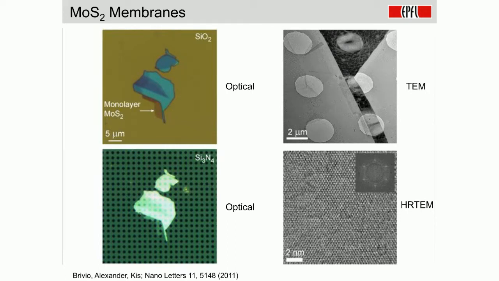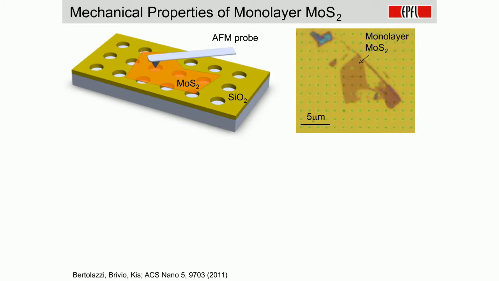And this is an early example of what we did in this direction. We made some films of MoS2, exfoliated first using the adhesive tape technique, and then we transferred it onto a silicon nitride membrane into which holes had been etched using electron beam lithography and reactive ion etching. This kind of film we could image in TEM with high resolution. But more importantly, in the context of this talk, we were also able to do mechanical measurements on these suspended membranes.